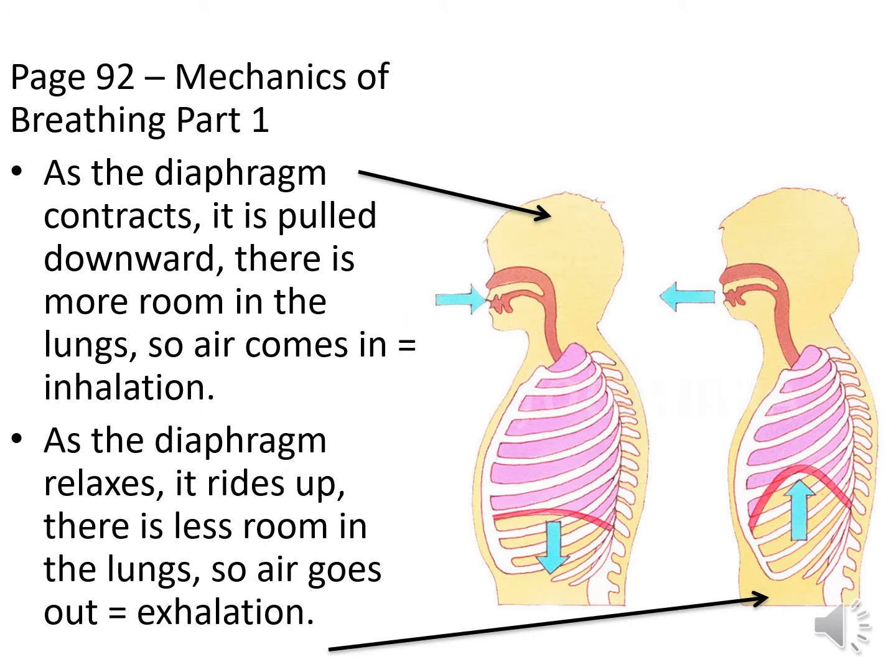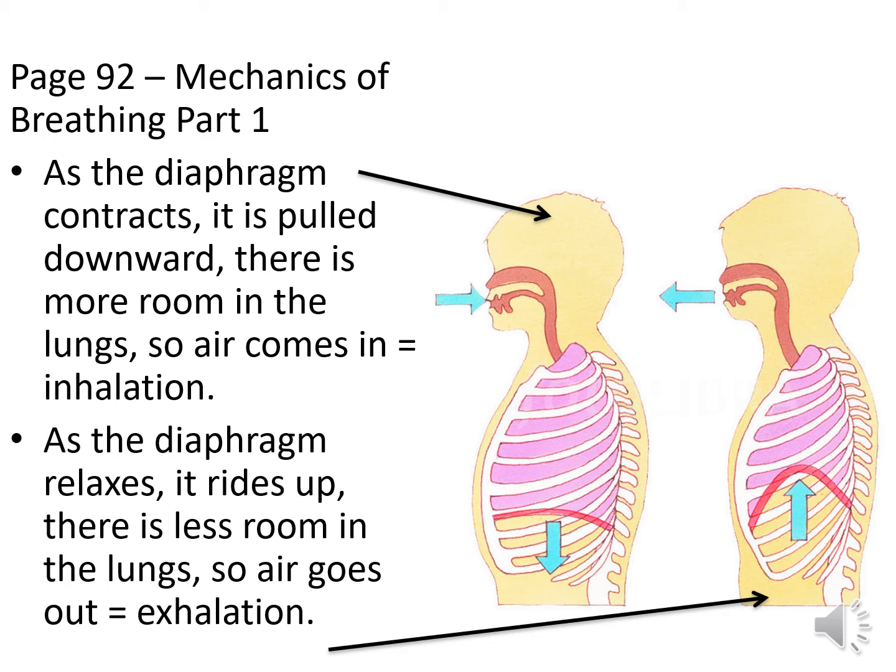On page 92, at the top, they do start talking about the mechanics of breathing, and the part number 1 talks about inhalation and exhalation. The lab book's going to go into a little bit of detail, although, to be fair, they have dropped a lot of the detail out from previous editions. But honestly, as the diaphragm contracts, it is pulled more downward, so that there's more room in the lungs and air comes in. We call that inhalation. As the diaphragm relaxes, it rides up, so there's less room in the rib cage and the lungs, and air goes out.